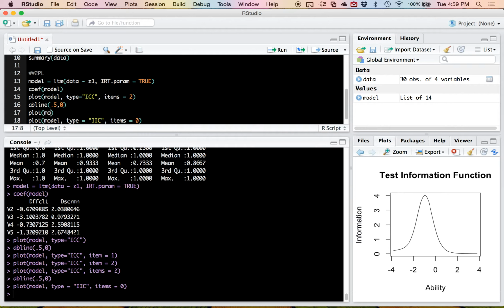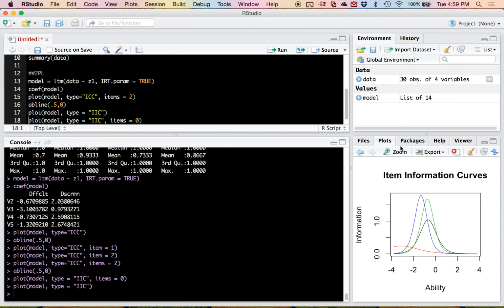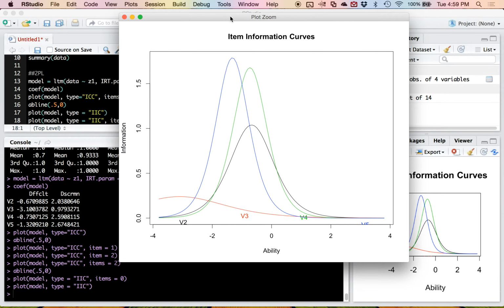So let's do real quick the IICs all by themselves. So leave off the items component. And that gives me the item information curves for each one. So what it's doing is taking that logarithmic curve and translating it into a normal distribution curve, and then gives you a plot of how much information you're getting. So what is information? Well, information is sort of a measure of how discriminable and where it's discriminable. So it's kind of a combination of all the parameters at once.